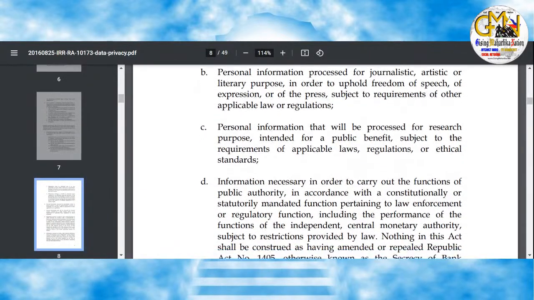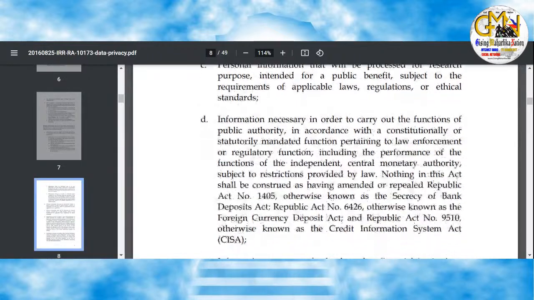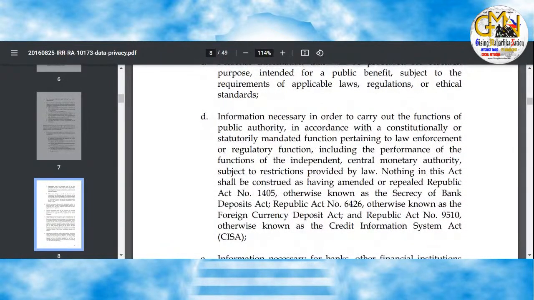Letter C. Personal information that will be processed for research purpose, intended for a public benefit, subject to the requirements of applicable laws, regulations, or ethical standards. Letter D. Information necessary in order to carry out the function of public authority in accordance with a constitutionally or statutorily mandated function pertaining to law enforcement or regulatory function, including the performance of the functions of the independent central monetary authority, subject to restrictions provided by law.